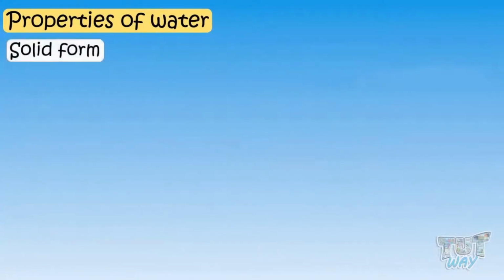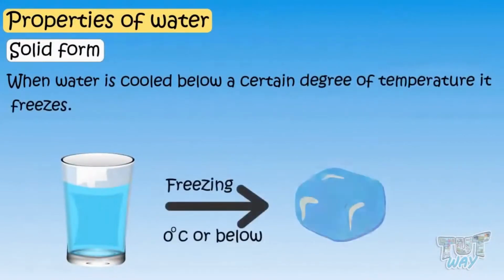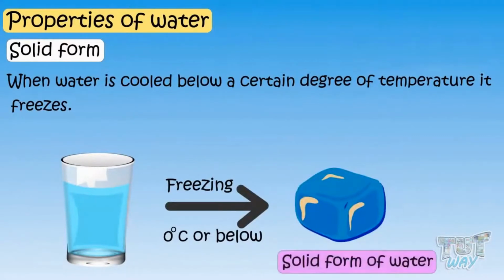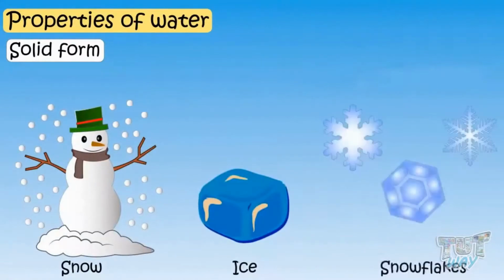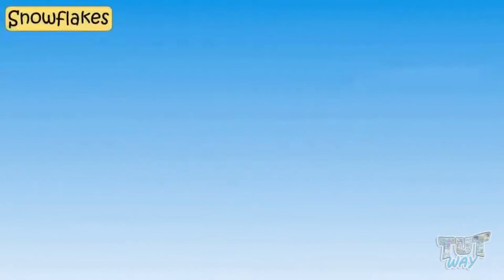Solid form. When water is cooled below a certain temperature, it freezes and that form of water is known as the solid form of water. Ice and snowflakes are all solid forms of water. One of the solid forms of water is very interesting. That is snowflakes. Now let's see some of the beautiful shapes of snowflakes.